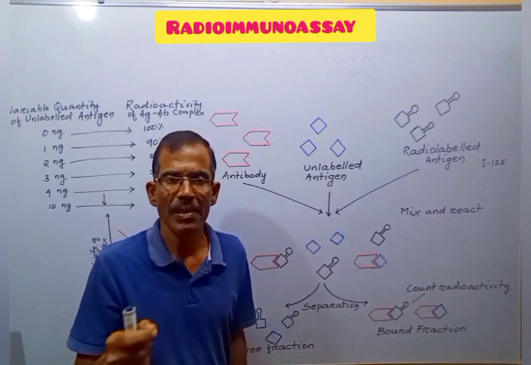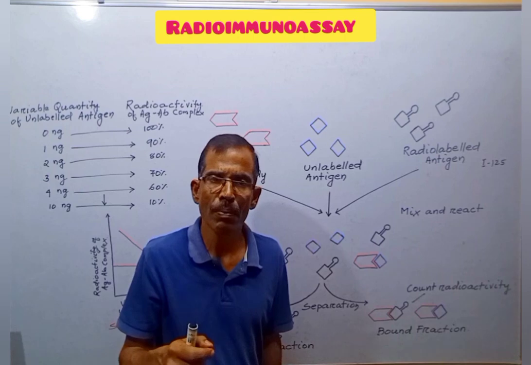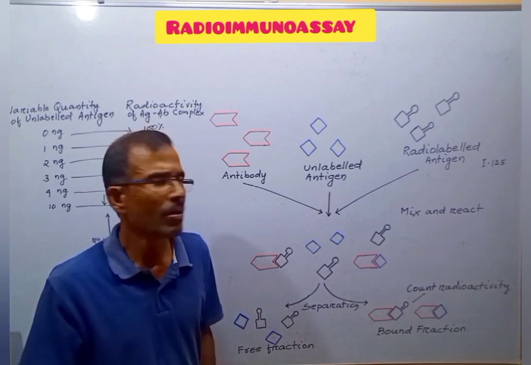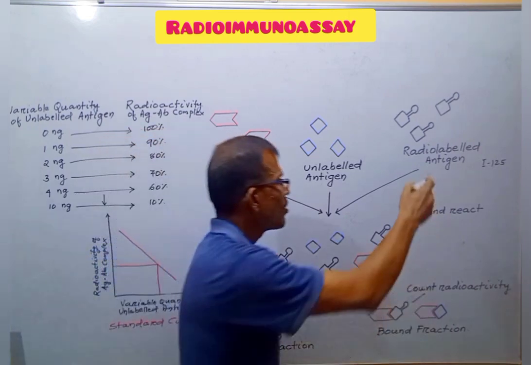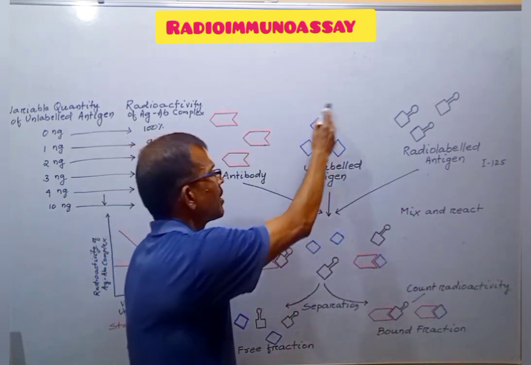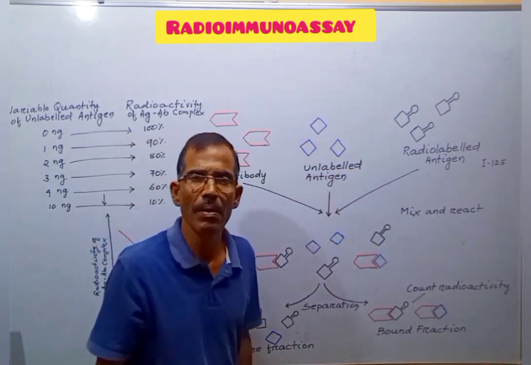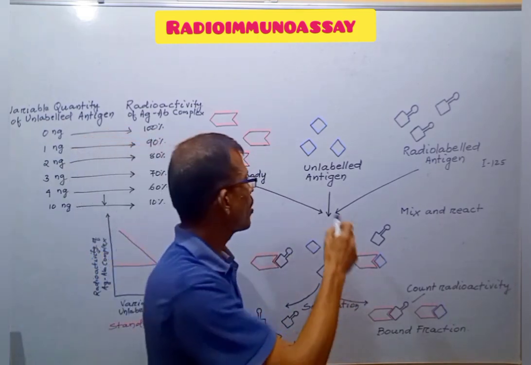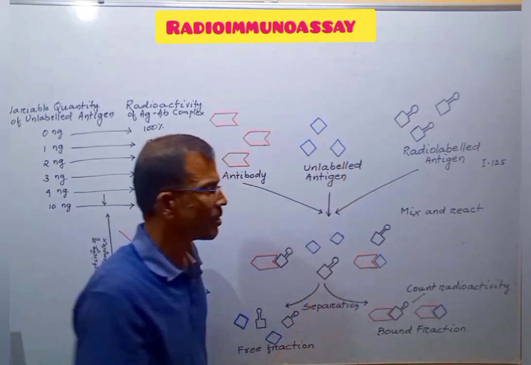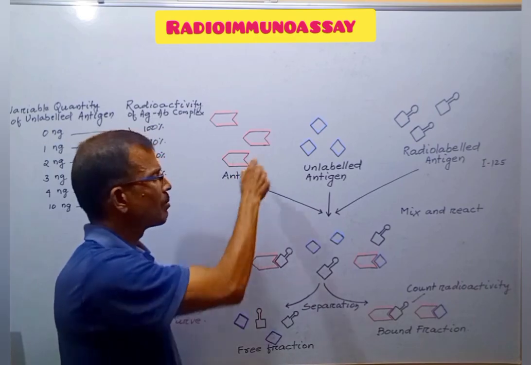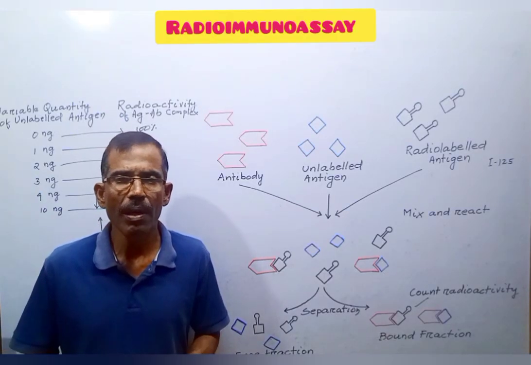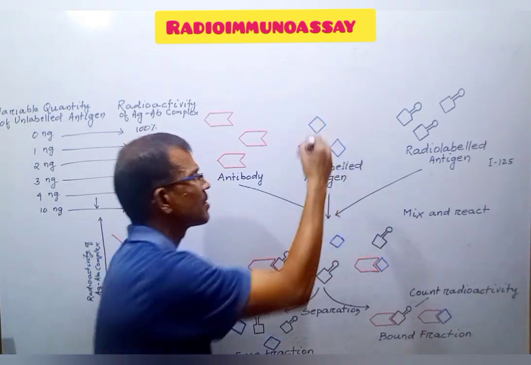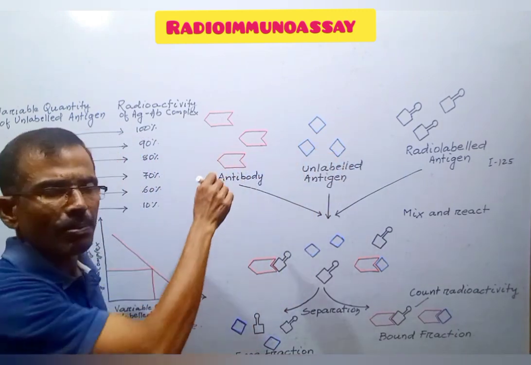After that, the sample, which can be the serum or any other biological substance, is added to it. So there will be competition between radio-labeled antigen and the unlabeled antigen which is present in the sample for binding with the antibody. As the concentration of unlabeled antigen increases, more of it will bind to antibody, thereby displacing the radio-labeled antigen.